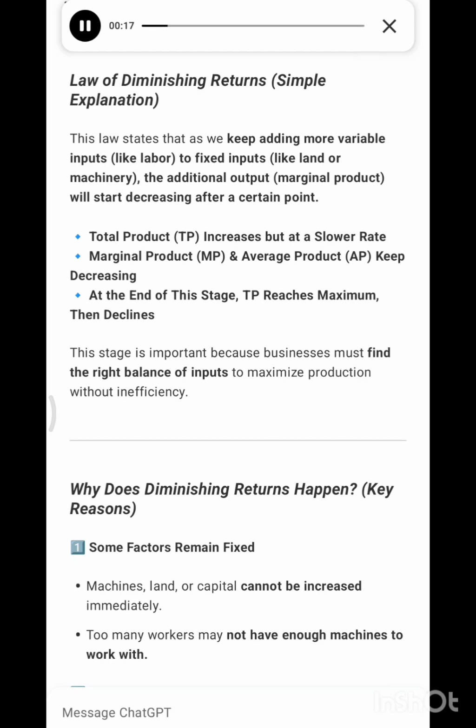Total product increases, but at a slower rate. Marginal product, MP, and average product, AP, decreasing. At the end of this stage, TP reaches maximum, then declines. This stage is important because businesses must find the right balance of inputs to maximize production without inefficiency.